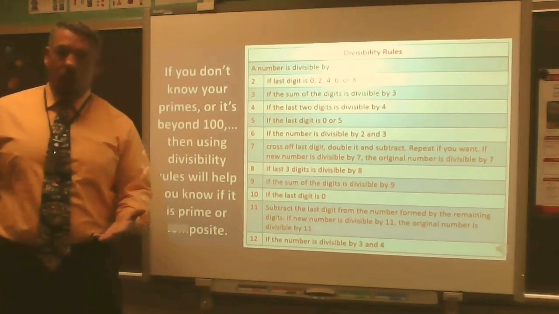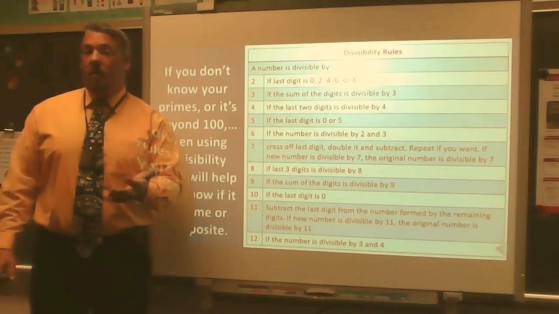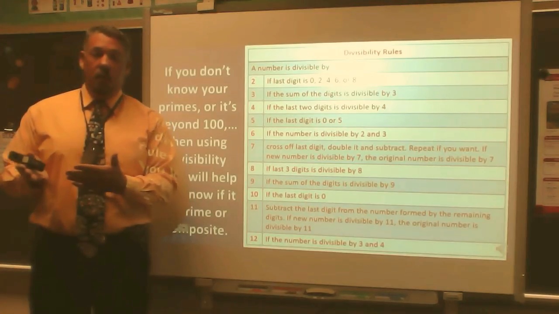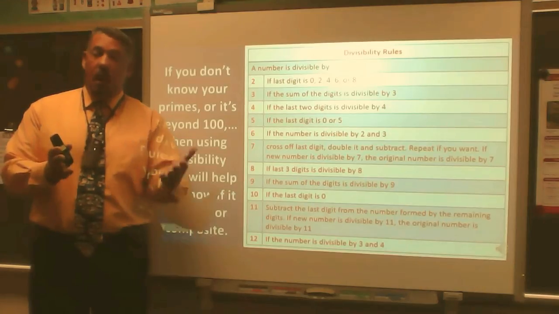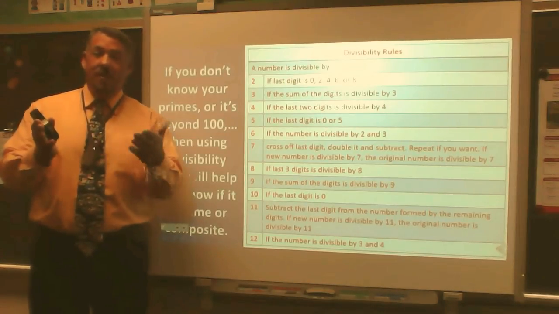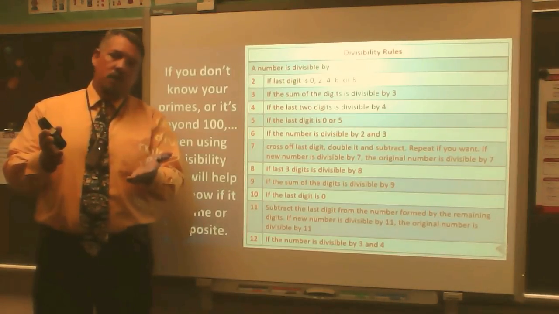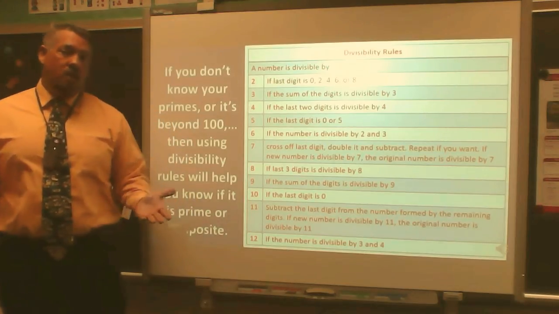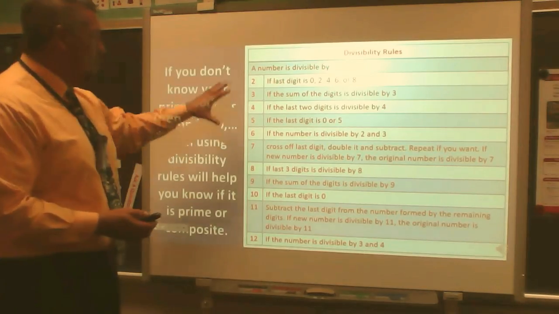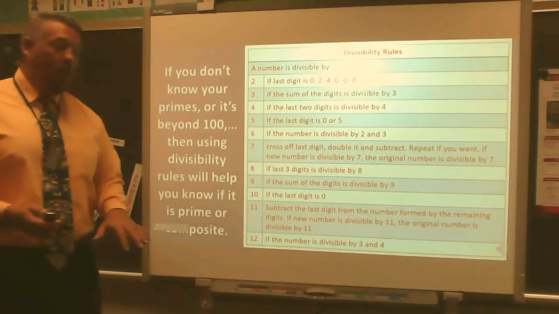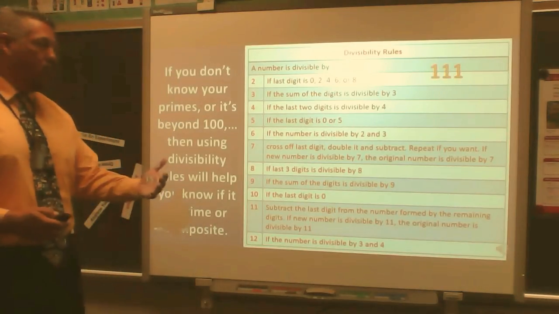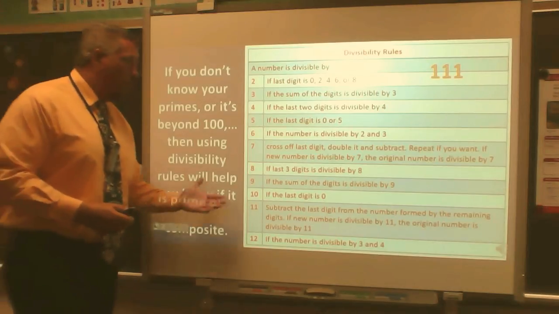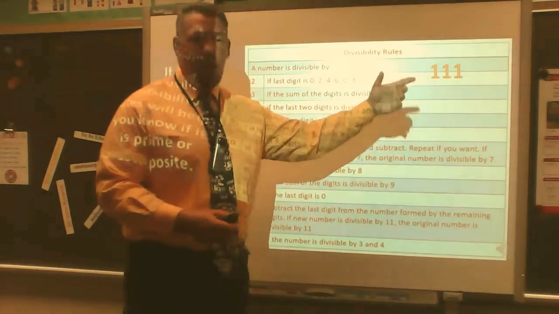9 works the same way. If I have 98, and I'm not really sure if 9 will go into 98, I add the 2 numbers together and see if 9 will go into it. Well, 9 plus 8 is 17, and 9 doesn't go into 17 evenly. So I know 9 is not a factor. These rules will help us throughout the year as we talk about reducing and what numbers will go into other numbers. But for an example that we can use, 111.